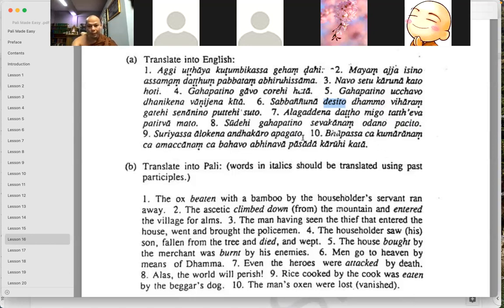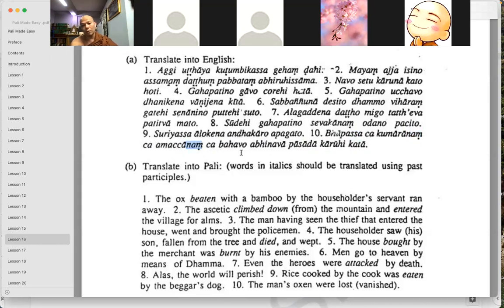Okay, we should finish number 10. So, Bhubasaja, Kumarananja, Amijananja, Bahavo, Abhinawa, Basada, Karuhi, Kata. A little bit longer, but not so complicated. Bhuba means the king. Kumara means the prince, princess, plural. Amija means ministers. So all of them are genitive or dative case. Bhubasa, Kumara, plural. Amija. Okay, leave that one.